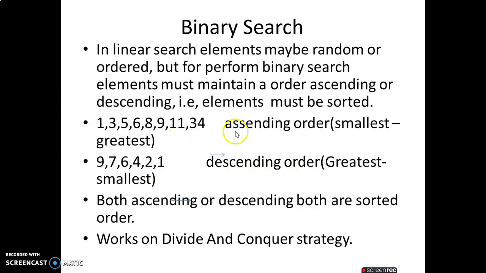Elements may be maintained in ascending order or descending order. This means ordered, and both are called sorted order. In binary search, all elements may be in ascending order or descending order, and both are called sorted order. Keep in mind, it is very important.